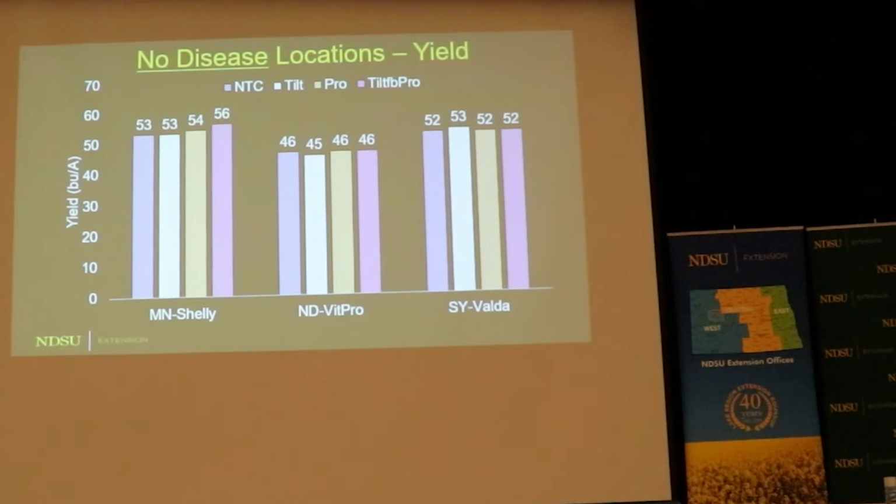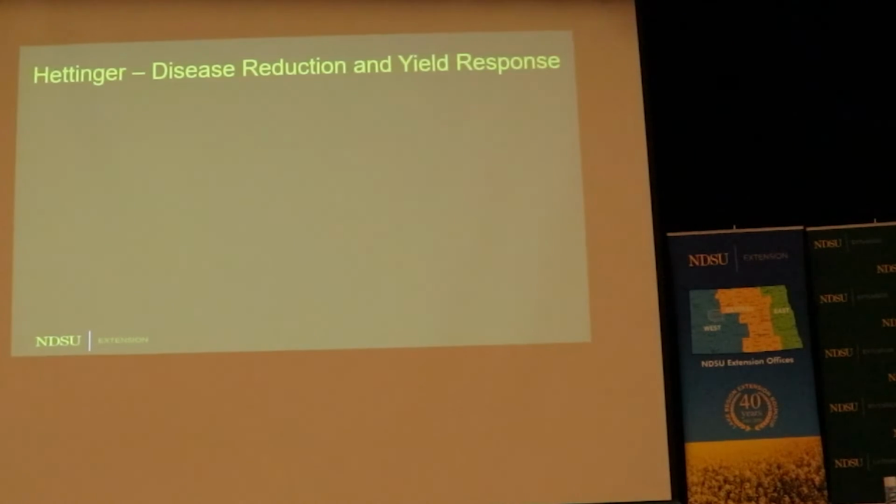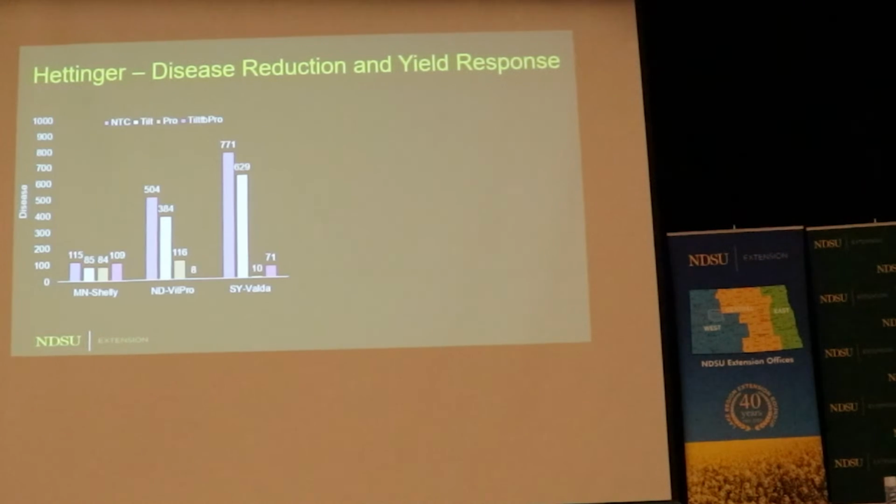Okay, now let's look at that outlier location of Hettinger. Again, I mentioned it had a little bit later disease onset, there was disease present. Looking at the disease data first, the higher the value here, the more disease that was in those research plots. You're going to see that the influence of host resistance kept those disease levels at bay regardless of application. That's probably to be expected. Vitpro and Valda tend to be a little bit more susceptible to tan spot.